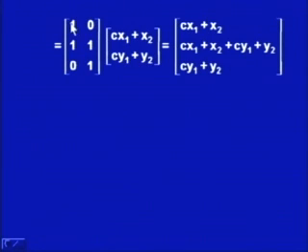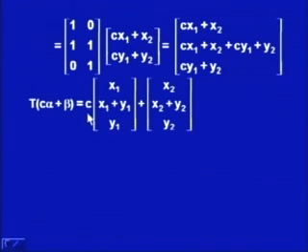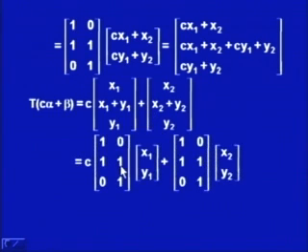When you multiply, this multiplied by this is cx1 plus x2, and plus cy1 plus y2. Then T(c alpha plus beta), one can see that this is equal to c times x1, the second component is x1 plus y1 and the third component is y1, and plus from here we can write down x2, the second component x2 plus y2, and what we have is y2. So, T(c alpha plus beta) is equal to c times the matrix 1 0, 1 1, 0 1 times (x1, y1) plus the matrix 1 0, 1 1, 0 1 times (x2, y2). So, this is actually equivalent to c times T(alpha) plus T(beta), and that proves that it is a linear transformation.